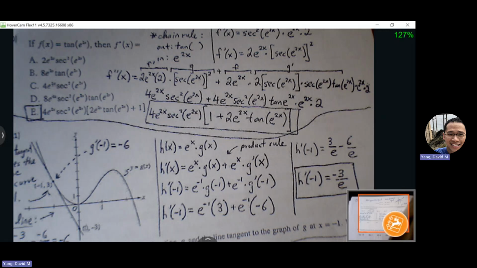I can take out 4e to the 2x, so that's something that I can factor out. I can also factor out secant squared e to the 2x. But if I factor that out, I'm basically dividing both of these by my GCF. If I divide by my GCF, I'm still left with a 1, so I don't want to forget about that 1 there. And if I factor this out, I'm left with 2e to the x times tangent e to the 2x. So that's why that 1 is there. And also, to convince us, we can distribute this through the bracket, and we should be able to get back to where we had the line before.